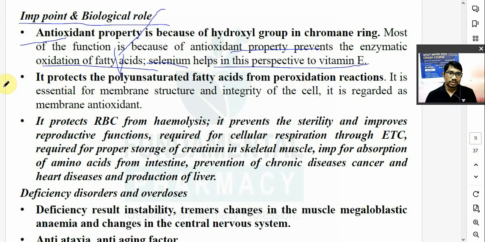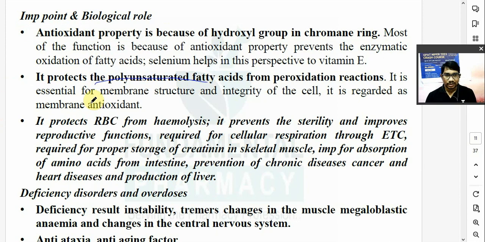आपको जो सेल मेम्ब्रेन है उसके लिए भी इम्पोर्टेंट होता है ये विटामिन ई, and it is regarded as a membrane antioxidant. Again, it protects the RBC from hemolysis. आपके RBC को भी break down होने से बचाता है. It prevents sterility and improves the reproduction function in the male.